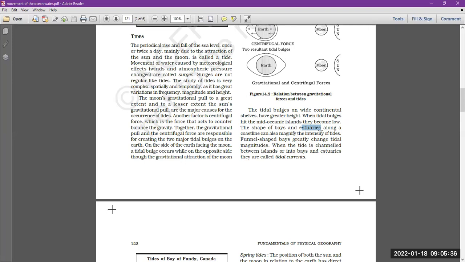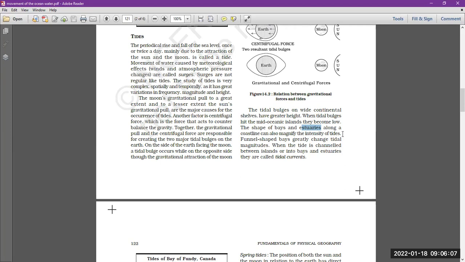तो ऐसी ocean coastal water bodies जहां पे आपके ओशियन टाइड्स और रिवर वाटर दोनों merge हो रहे हो. So the shape of bays and estuaries along the coastline can also magnify the intensity of tide. So this discussion is the effect, आपके टाइड्स को कौन कौन अफेक्ट कर रहा है उसके बारे में ये डिस्कशन है. So estuaries are the coastal water bodies where ocean tides and river water merge.